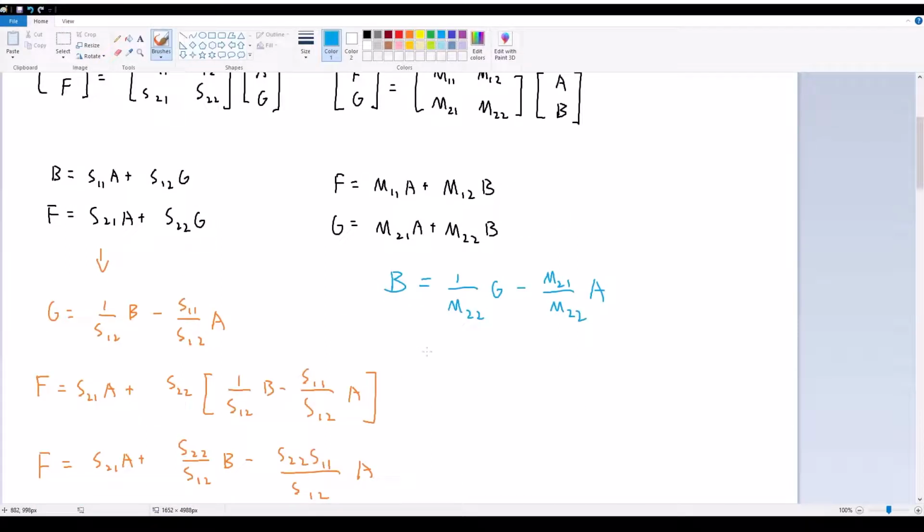And realistically, I should probably reorder this. So B is actually equal to negative M21 over M22 times A plus 1 over M22 times G. And now I plug this into the F term, which means that F is now equal to M11 times A plus M12 multiplied by negative M21 over M22 times A plus 1 over M22 times G.